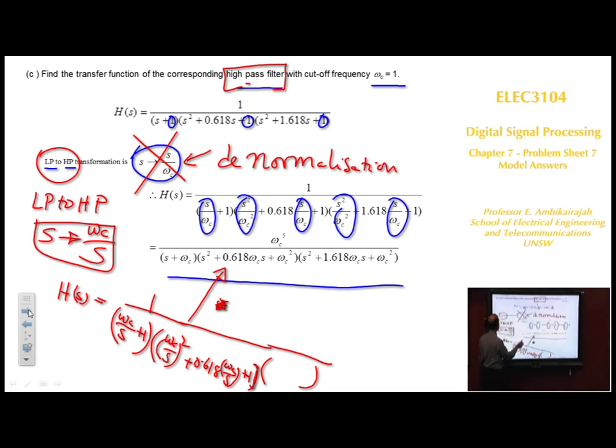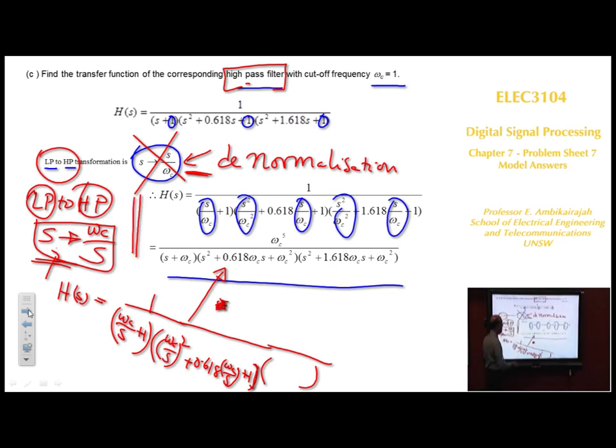If it's a high pass filter, this is what you're going to do. That's purely for denormalization you're doing it. This is the only one which will change the filter. This will not change the filter characteristics. All you're doing is scaling it. Whereas this one will change the filter characteristics. The low pass filter will become a high pass filter. So make the change in the solution.